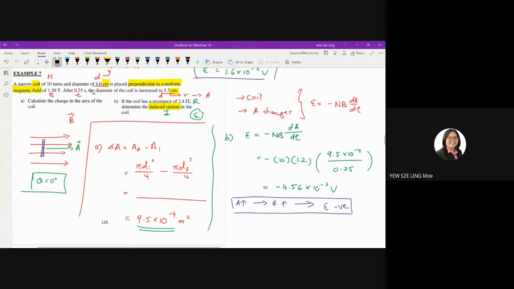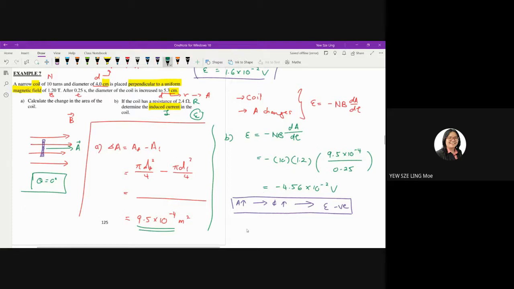Oh, just now I made a mistake right here. This one should be final minus initial, D final, D initial. So the area increases. Area increase leads to an increase in magnetic flux. When magnetic flux increases, we have a negative induced EMF. The negative sign just means that it's in the opposite direction. All right, so that is the EMF.